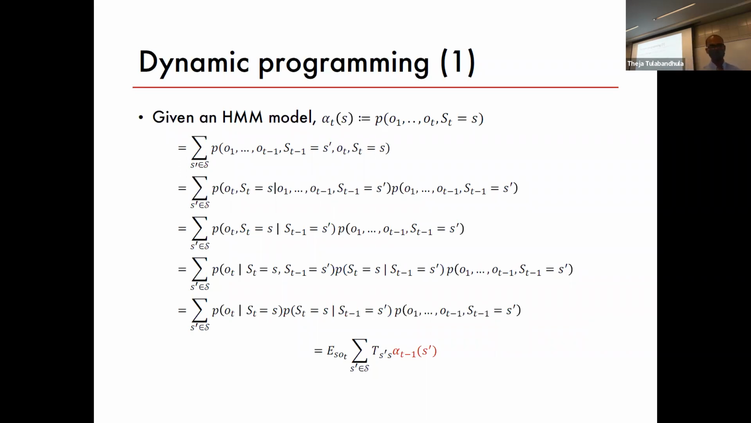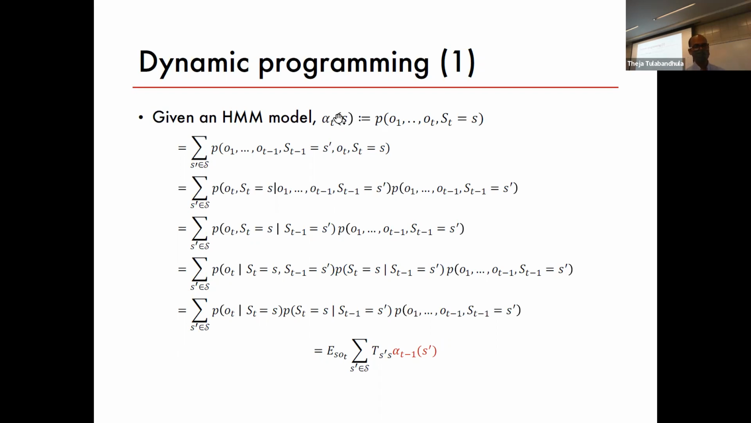E stands for emission. The emission probability times an averaging over S primes. All the S primes are the state values from which you can reach state little s, and the alpha t minus 1 from that state S prime. So what I'm trying to say is that a bunch of alpha t minus 1 values can be used to just compute the next alpha t.